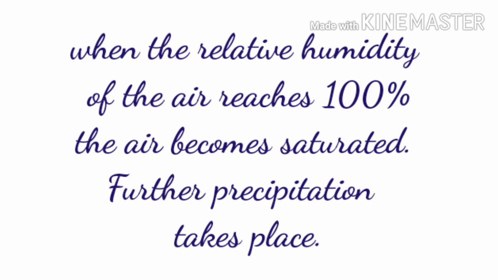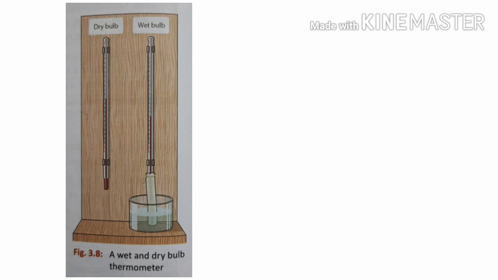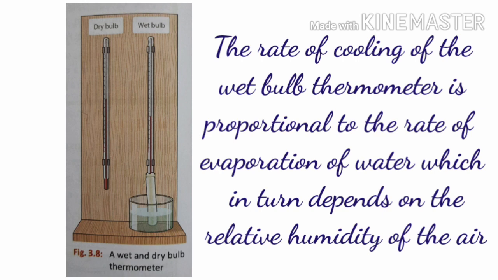Humidity is measured using a wet and dry bulb thermometer, otherwise called a hygrometer. In the wet and dry bulb thermometer, one thermometer, the wet bulb thermometer, is kept wet with the help of a muslin cloth which is dipped in water. The other one is kept dry. The rate of cooling of the wet bulb thermometer is proportional to the rate of evaporation of water. That will depend on the relative humidity of the air.